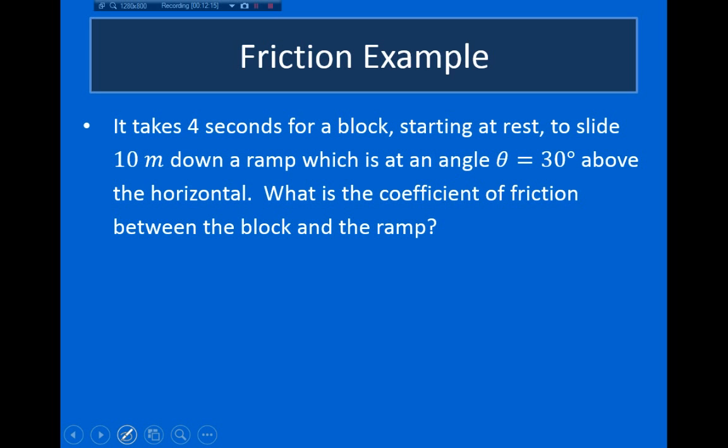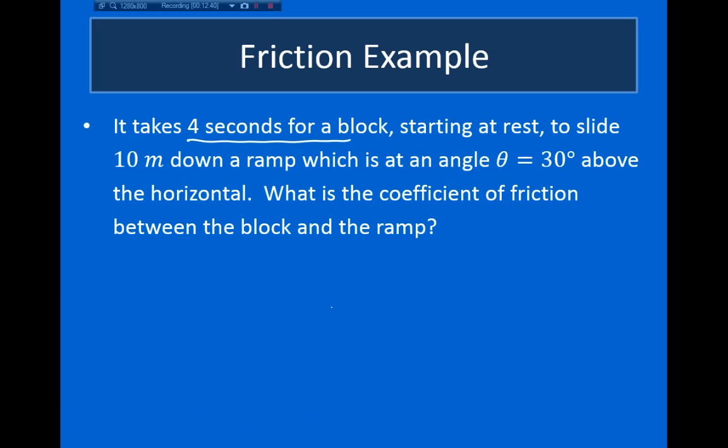So let's go back and look at another example. This example says it takes 4 seconds for a block starting at rest to slide down a 10-meter ramp that's at an angle of 30 degrees. What is the coefficient of kinetic friction between the block and the ramp? So again, the first thing we want to do is look at this and figure out what our known values are and what our unknown value is.